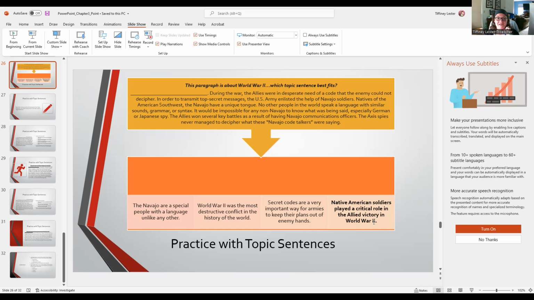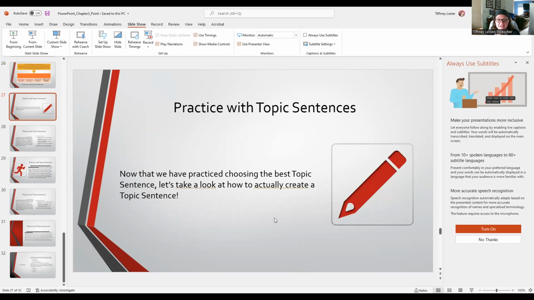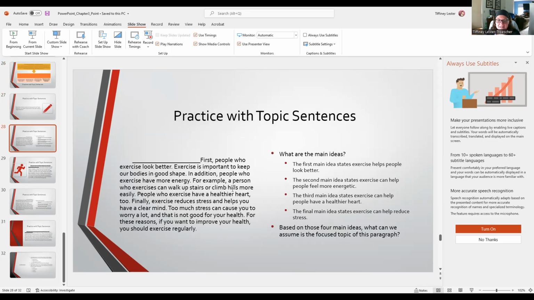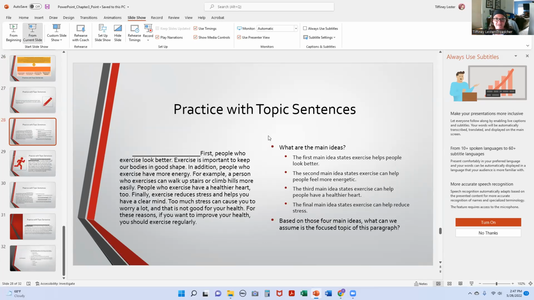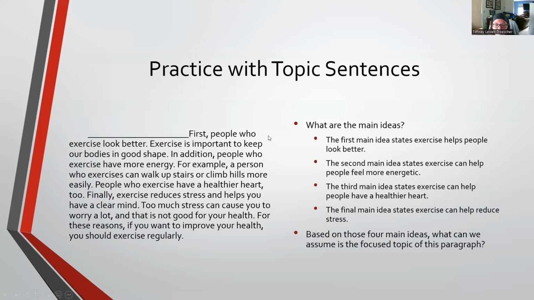Okay. All right. So let's practice with actually creating some topic sentences. So we go back to the slideshow version here. Again, we have a paragraph and it's missing its topic sentence. But this time we don't have any choices. We have to come up with the topic sentence on our own.